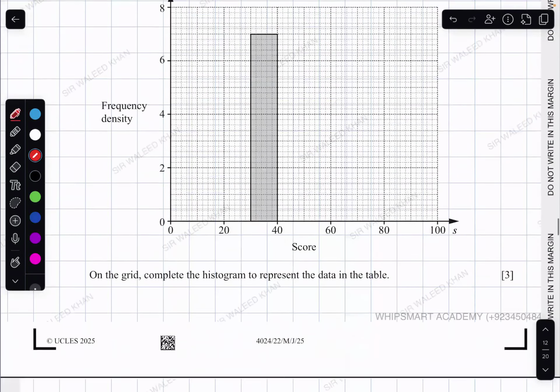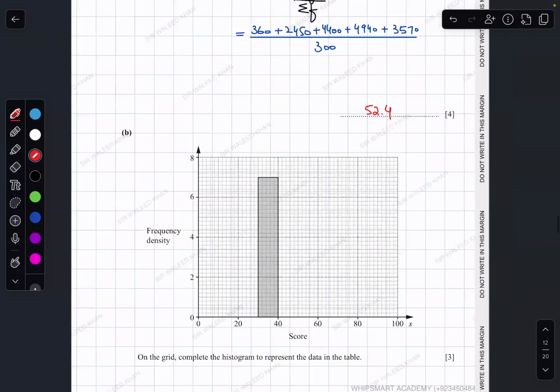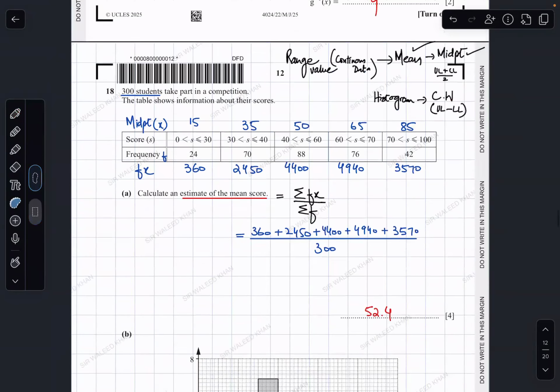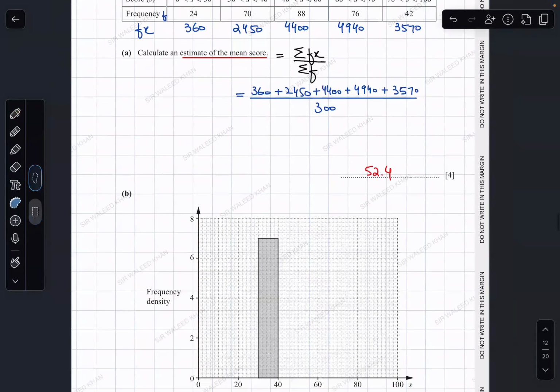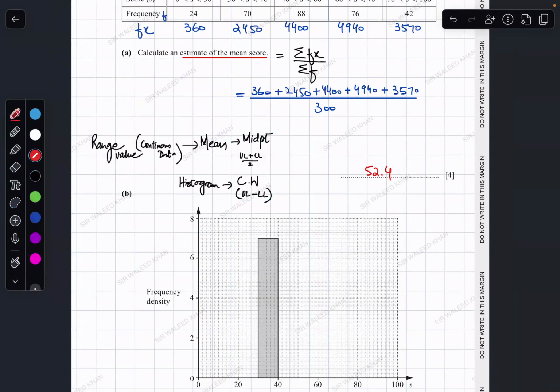Next, B part, frequency density. Histogram. See, they were asking about mean first. Now for the histogram part, I'm going to use the same information, but this time I'm not going to calculate the midpoint. I'm going to calculate the class width. So they are asking about the histogram, so I'm going to use class width. And when you use the class width, there is one more thing. You also figure out the frequency density. That is frequency over class width.